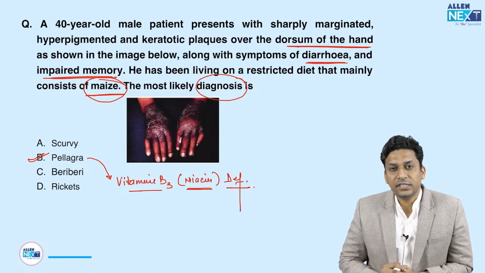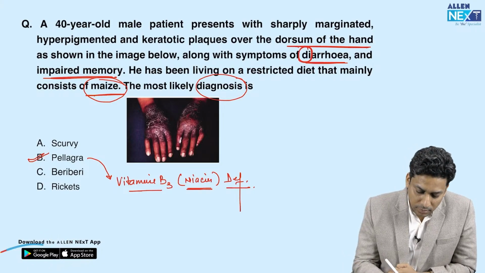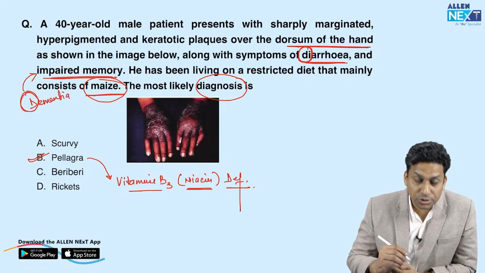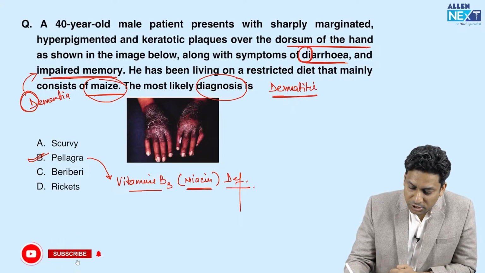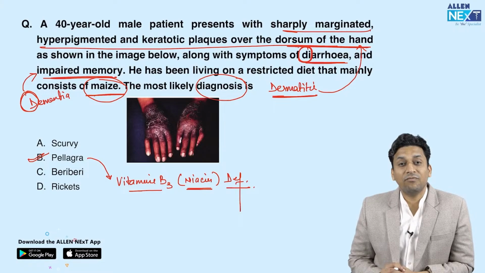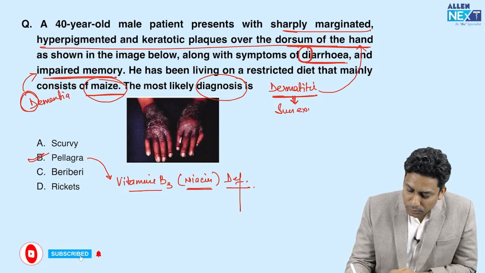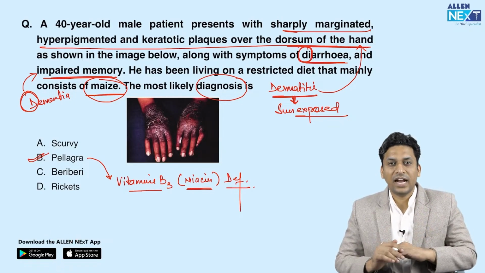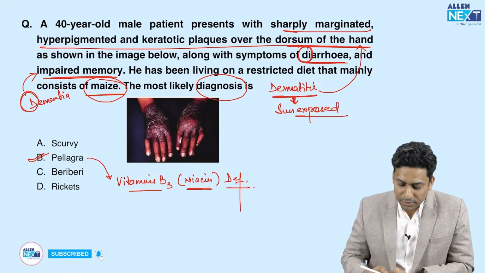Okay. Now another point is that in this condition 4 Ds are seen: diarrhea, which is mentioned in the question, dementia, which is again mentioned in the question, and dermatitis, which is again mentioned in the question, that is the patient presented with marginated hyperpigmented plaque over the dorsum of the hand. And why is this dermatitis occurring over the dorsum of the hand? Because it generally involves sun exposed areas, like face, neck, V of the neck, dorsum of the hand, and that's why a characteristic appearance is seen over the V of the neck, which is known as Casal necklace appearance.